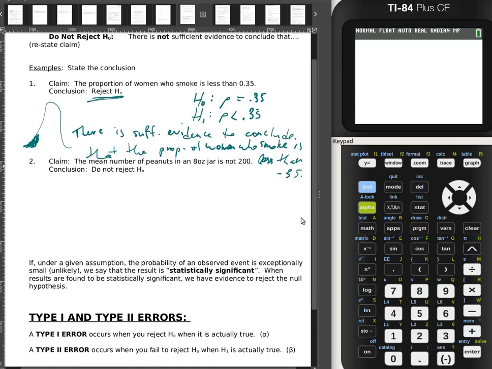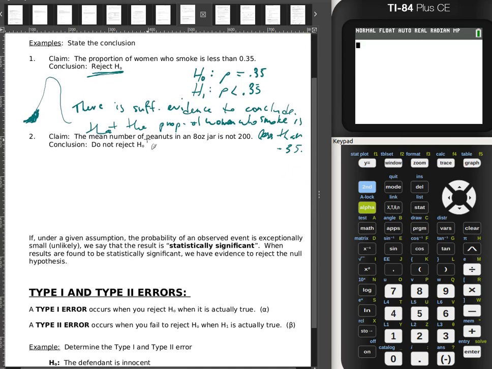What about a situation where we're talking about peanuts, and we go and buy an 8-ounce jar of peanuts. We're testing the statement of whether the mean number of peanuts is not 200. So our null hypothesis is that the mean number, which is mu, the null hypothesis is always equal. We're testing whether it's not 200, so the null hypothesis will be that it is 200. The alternative is not 200, that's the one that goes not equal, so this would be a two-tailed test.